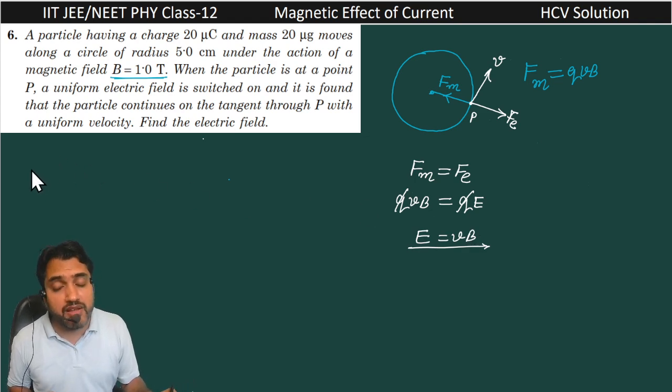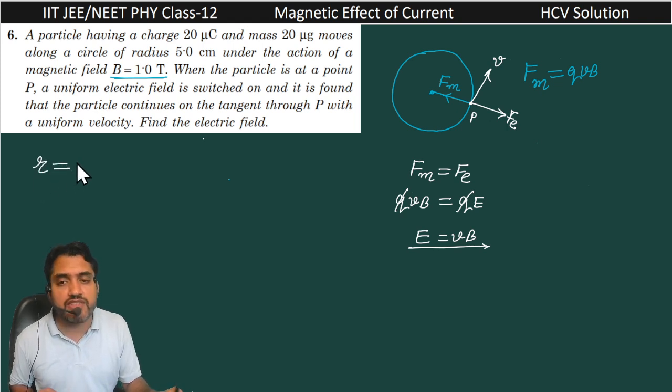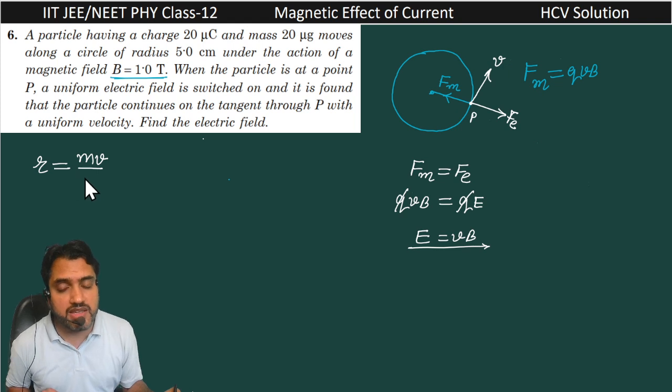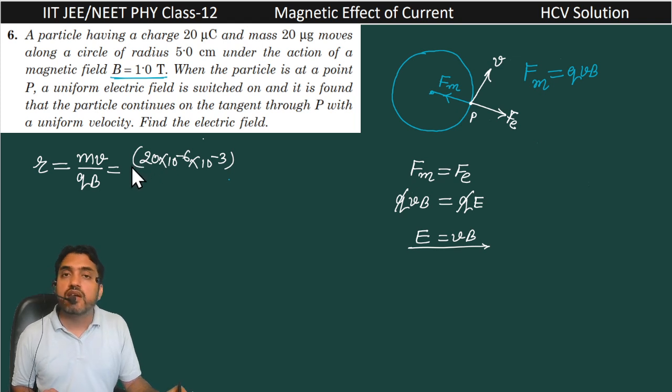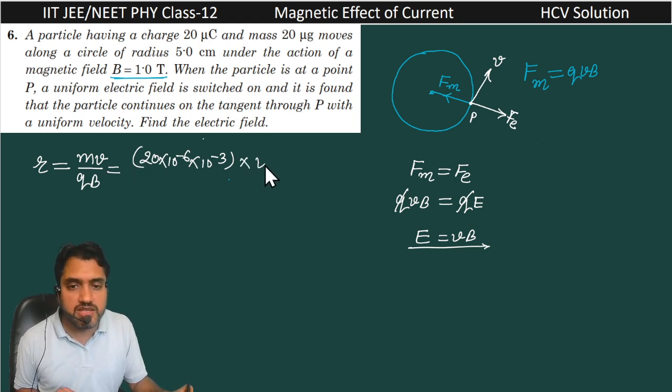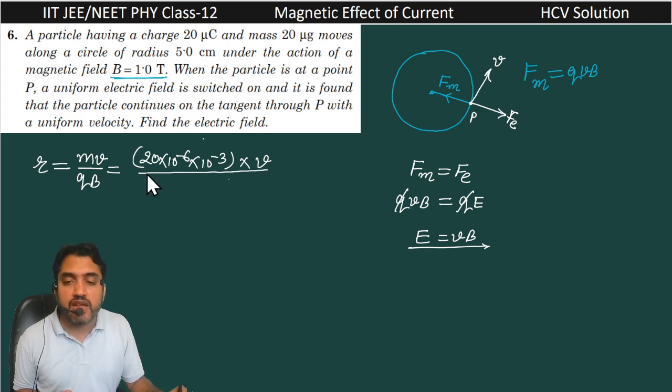So we can find the velocity of this charged particle using the concept of radius. What is the radius of this circular path? That is mv divided by qB, when there was no electric field. So what is this m? It is given as 20 microgram. So 20 into 10 raised to power minus 6 converts it into gram, and by multiplying 10 raised to power minus 3, it will convert into kilogram. And velocity is not given, it is the unknown variable.